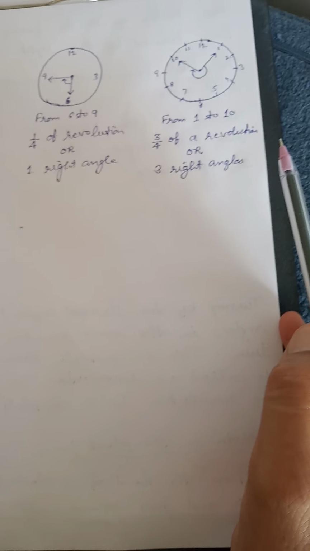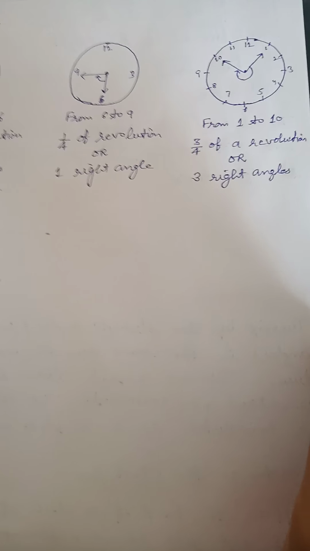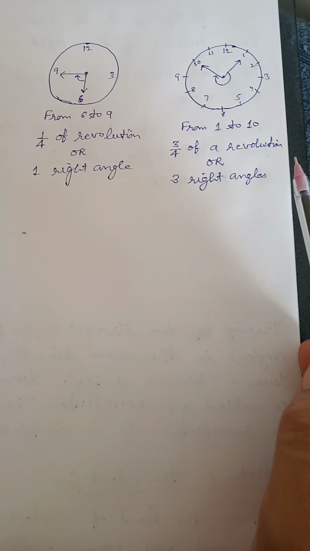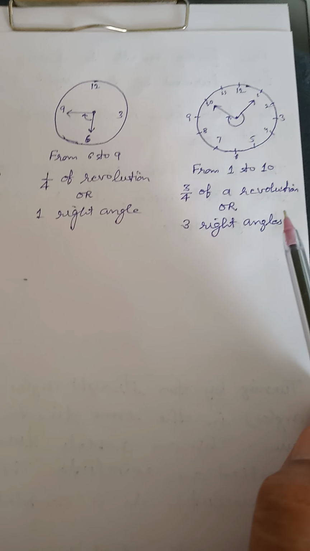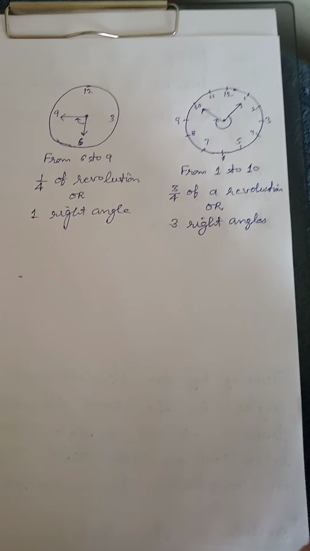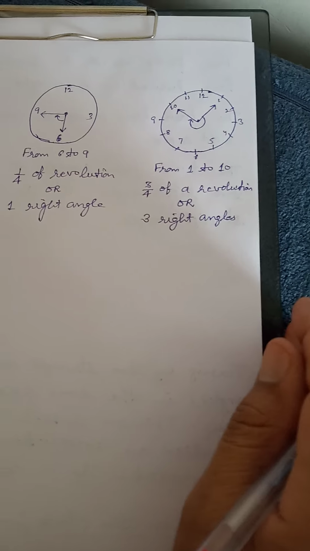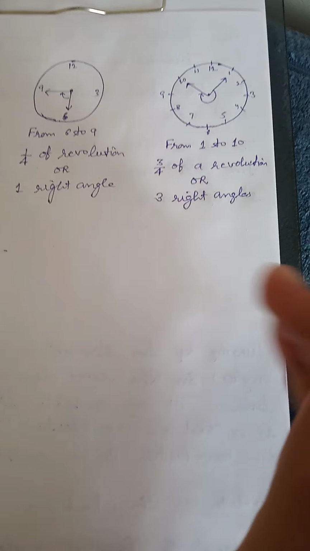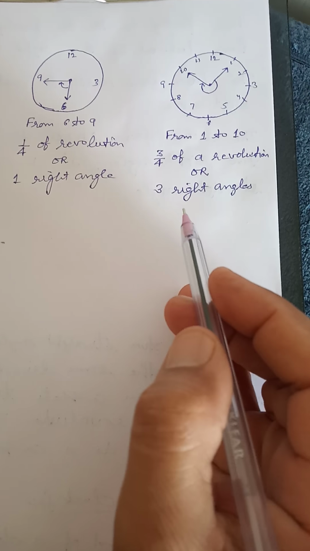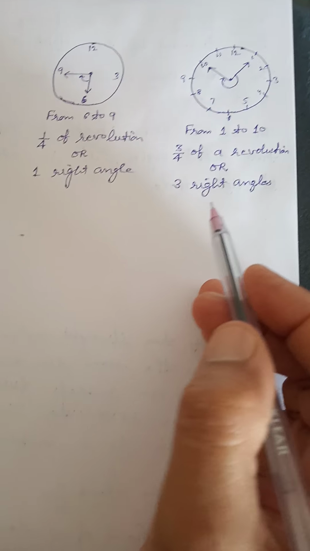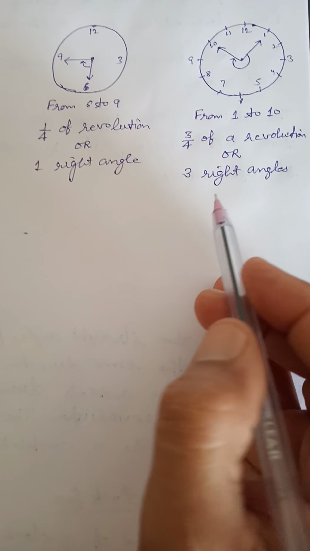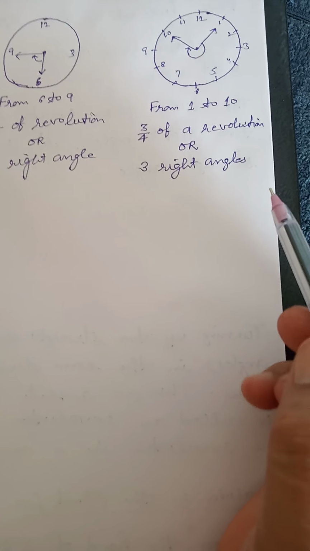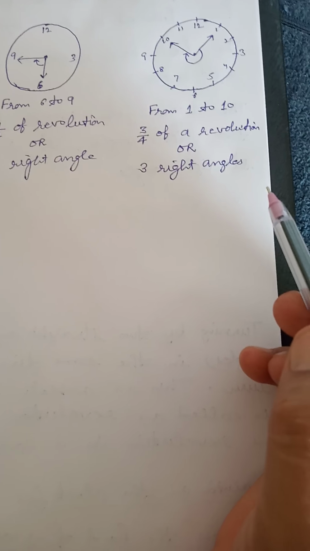In this way, dear students, we come to know the measure of a right angle is 90 degree and measure of a straight angle is 180 degree, while the measure of a complete angle is 360 degree. We can take these concepts in clock faces also to understand through how many right angles the minute hand of a clock has moved from given time to another given time.